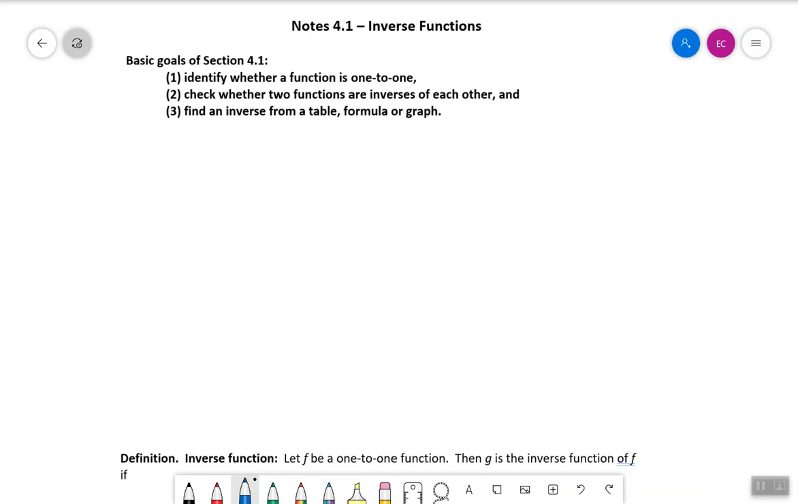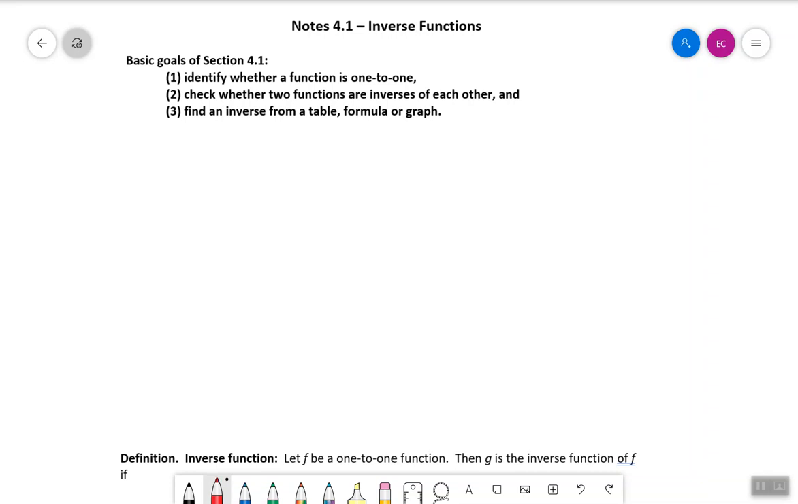Okay, we're going to start chapter 4. Section 4.1 is about inverse functions. And there are three basic goals here. We want to identify if a function is one-to-one. We want to check whether two functions are inverses of each other. And then we want to be able to find an inverse from a table or a formula or a graph.